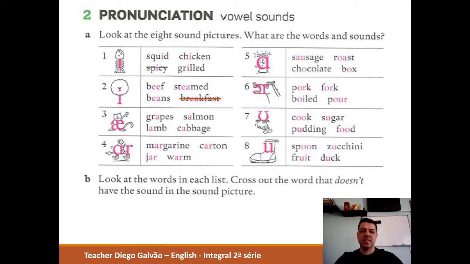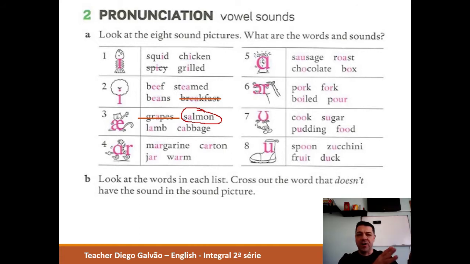Third sound, we have the sound of cat. So it's /æ/. Very quick, cat. And the 4 words are grapes, salmon, lamb, cabbage. Of course, the different word is grapes. Then somebody might ask me, but teacher, salmon is not different. Actually not. We are used to saying salmon with the L, but the correct pronunciation is salmon, like cat, like lamb, like cabbage.